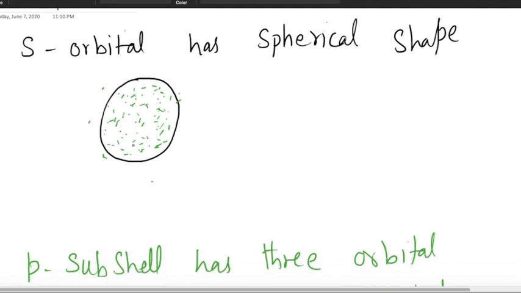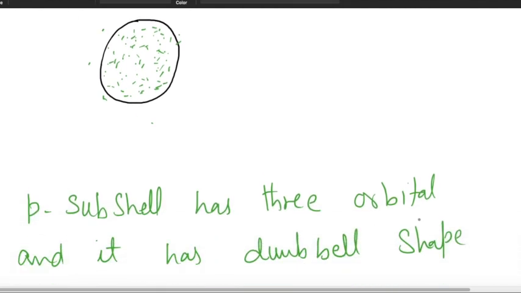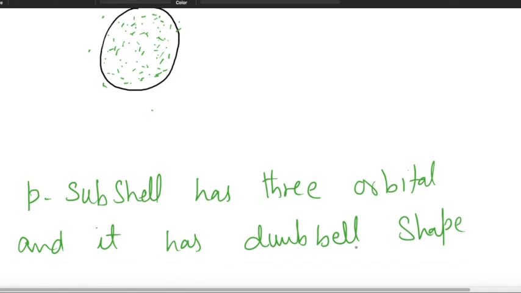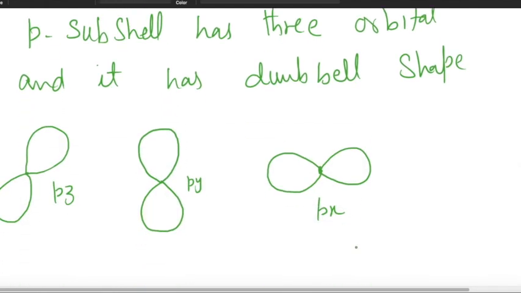So S has a spherical shape, and the second subshell, P, has 3 orbitals and it has a dumbbell shape. What is a dumbbell shape? You can make this shape easily if you tie 2 balloons together. So there are three orbitals. One orbital is present on the x-axis, so it has the name px orbital, and the other p orbital is present on the y-axis, so it has the name py, and the third orbital is present on the z-axis, so it has the name pz.